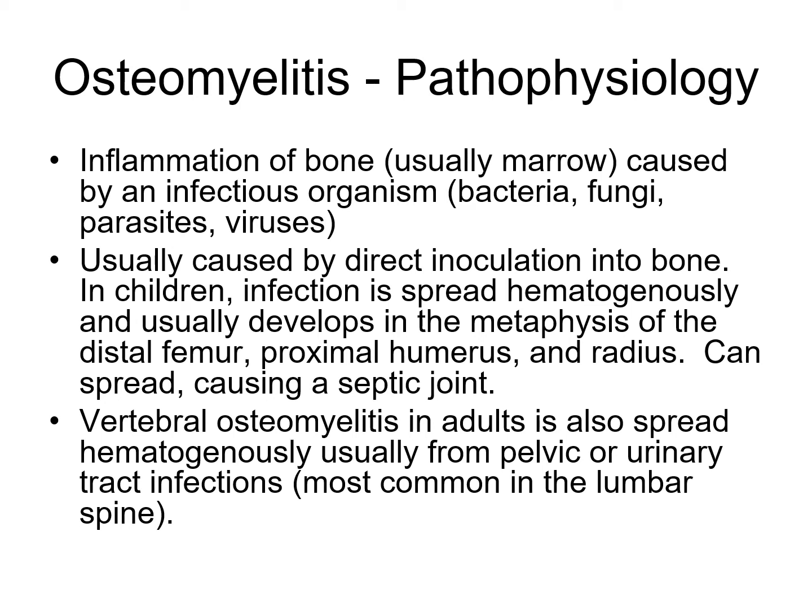In children, the infection is spread hematogenously through the blood and usually develops in the metaphysis of the distal femur, in the proximal humerus, in the radius, and it can spread, which causes joint sepsis. So sepsis or infection of the joint may occur. Vertebral osteomyelitis in adults can also spread through the blood, usually from a pelvic or urinary tract infection, and it's most common in the lumbar spine.